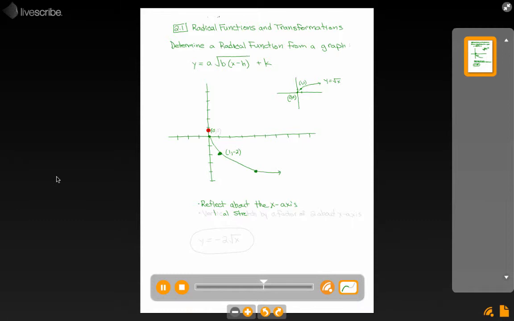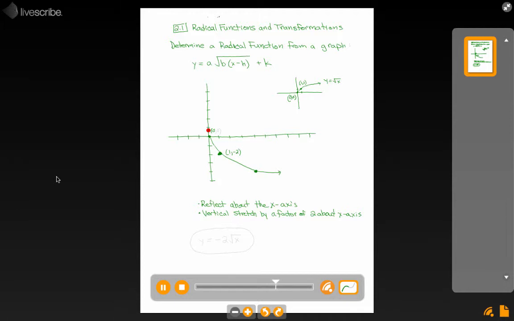And so if you look at that carefully, you can describe the stretch in a couple different ways, but I think the simplest way, given what they've labeled here, is a vertical stretch by a factor of 2. So I've written that in there, vertical stretch by a factor of 2 about the x-axis.